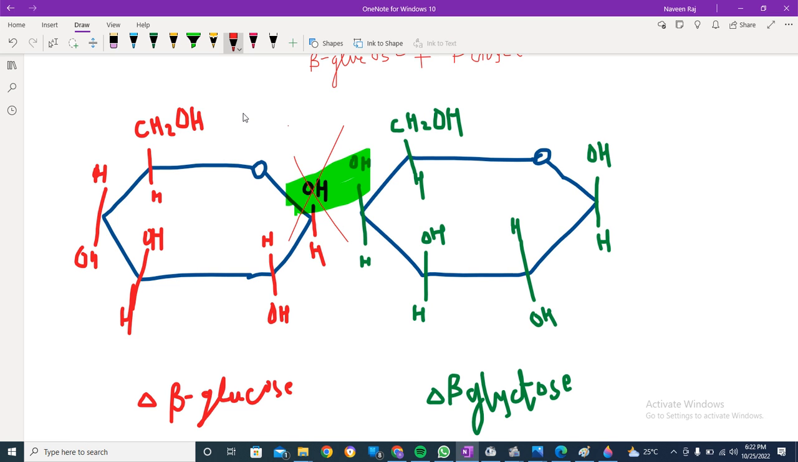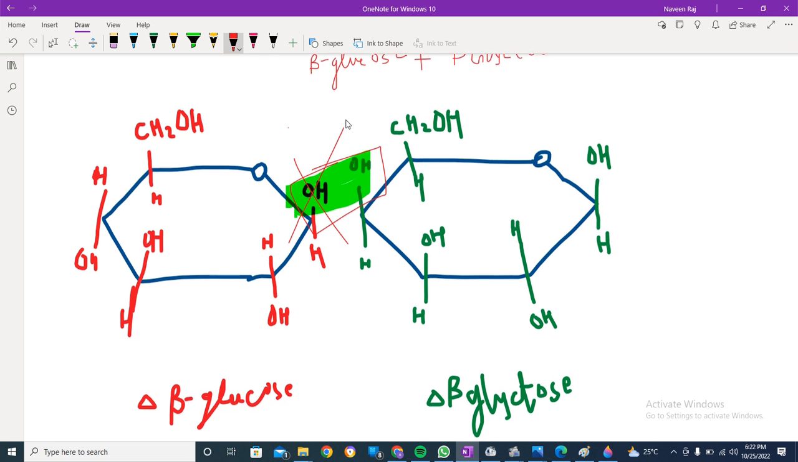Why can you not make it? Because the OH and H will always be in the upwards direction. These both are in the same direction. It is not possible that a glycosidic bond forms between them, and there would always be a curvature.